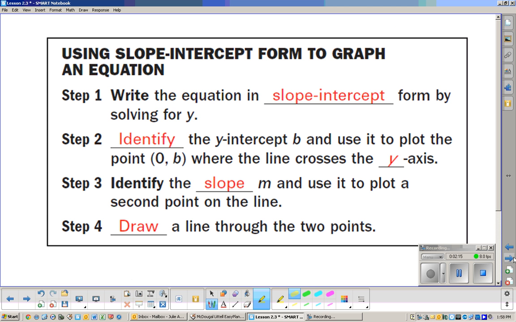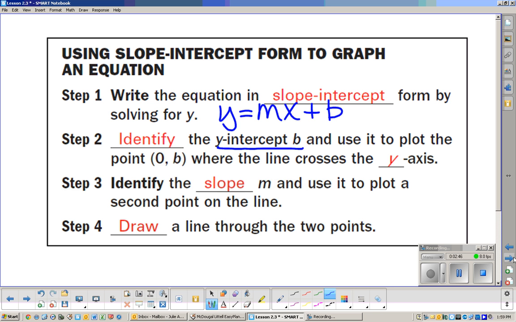In order to make a graph today, one of the ways we're going to do that is we are going to use slope-intercept form. There are 4 steps to graphing in slope-intercept form. Step number 1, write the equation in slope-intercept form. Now, if you happen to not remember what that is, maybe you need to add below this step, write it into y equals mx plus b. That's slope-intercept form.